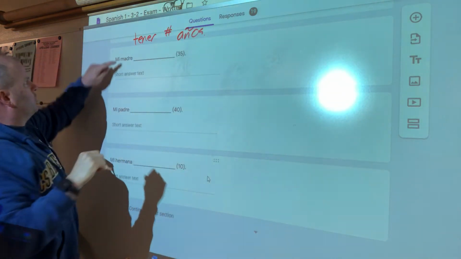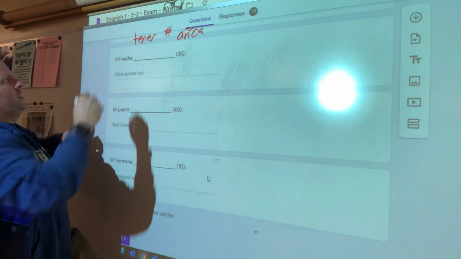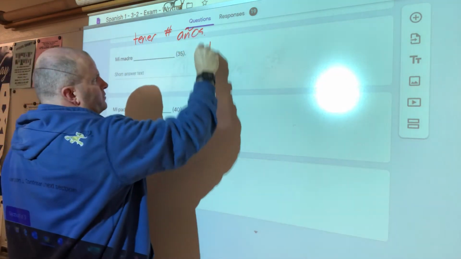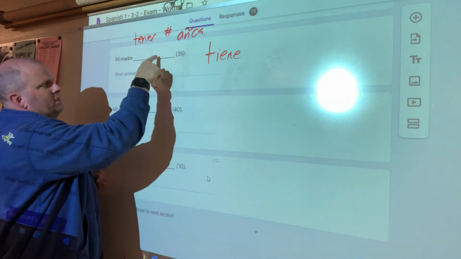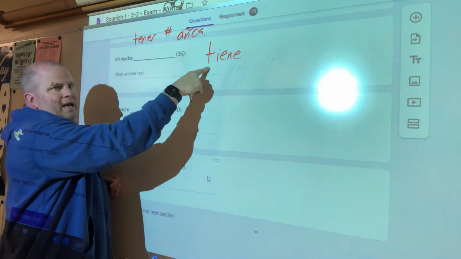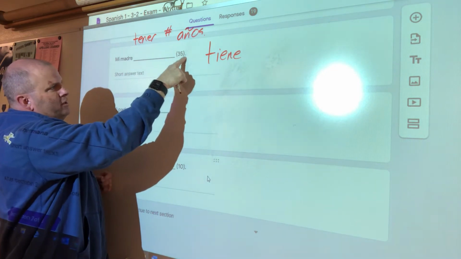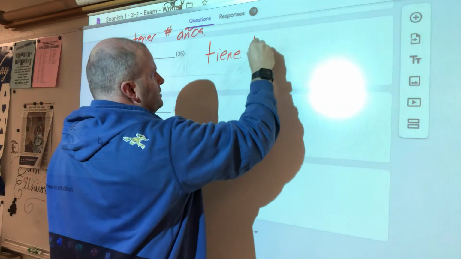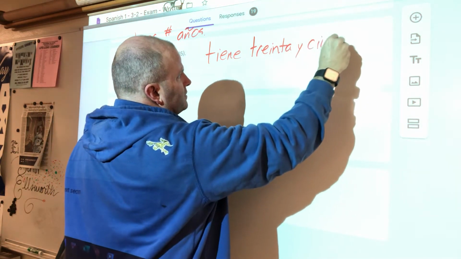Notice for every single one of these, my mother, my father, my sister, they're all tiene. I'm going to write it out here so I can make it bigger. Tiene. Again, this is just the information that goes in the blank, so no capital because we already started. You're just completing this sentence. It already has a period. So you just have tiene, and then 35 is treinta y cinco años.